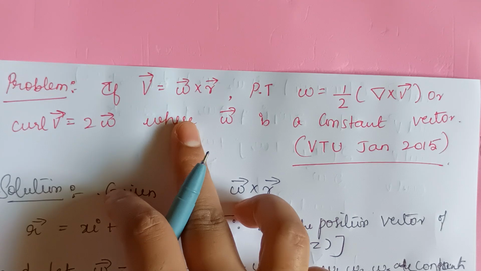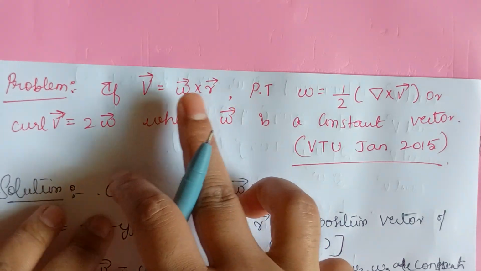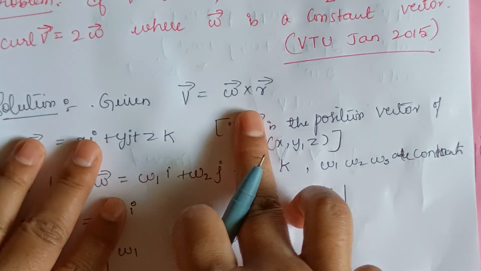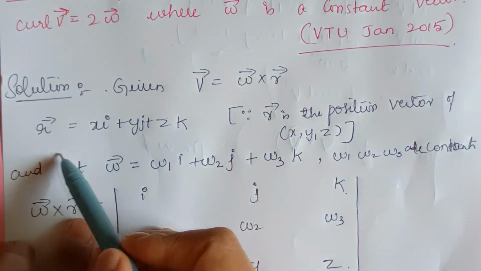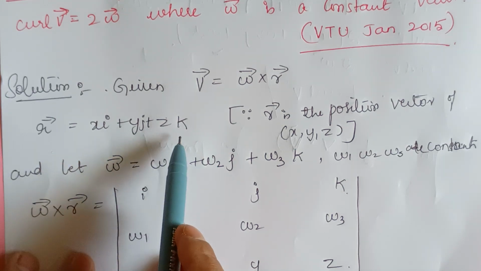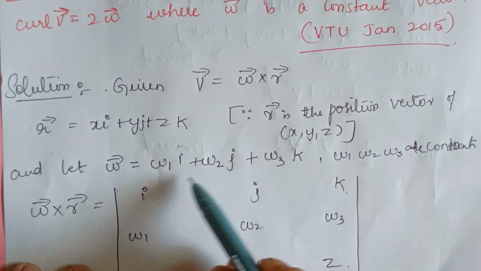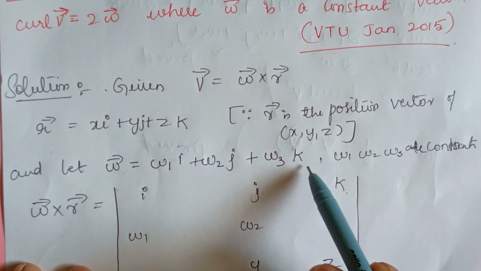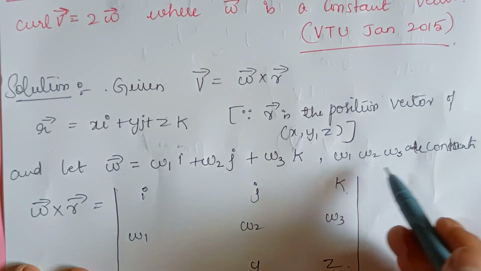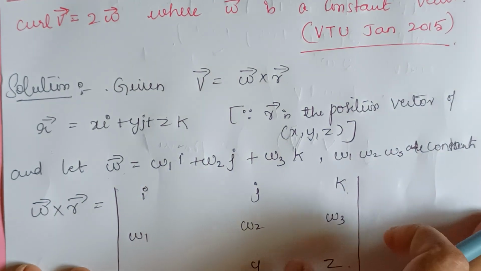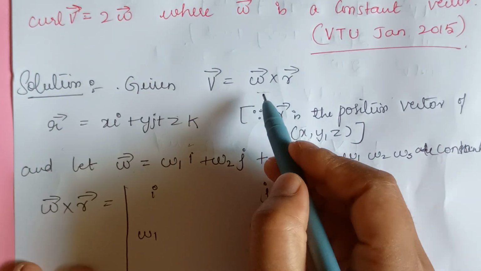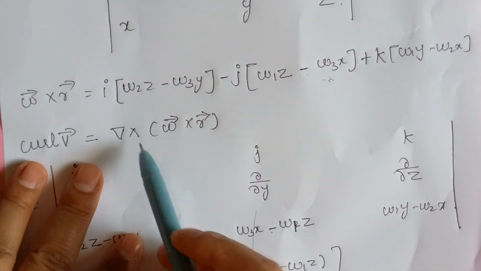I'll show you how I have done this. Here, it is given that vector v is equal to vector w cross vector r, and we have to prove this, where vector w is a constant vector. Vector r is the position vector of the x, y, z coordinates, and let vector w be a constant vector w1 i plus w2 j plus w3 k, where w1, w2, w3 are constants and i, j, k are the unit vectors. So I find this vector w cross vector r.